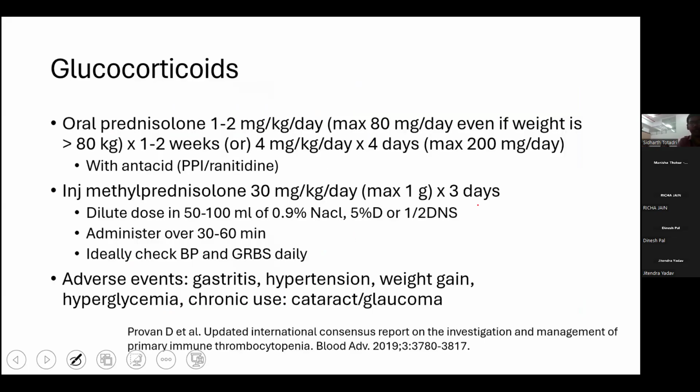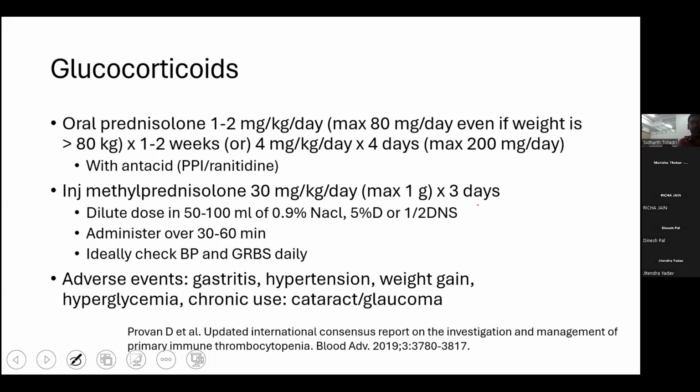Now, after IVIG, the second commonest drug that we all use is glucocorticoids. So what are the options? You have oral prednisolone. You can give it at 1 to 2 mg per kg per day, going up to 80 mg per day maximum, for a short span of 1 to 2 weeks. Or you can even give a higher dose, 4 mg per kg per day for 4 days and stop.